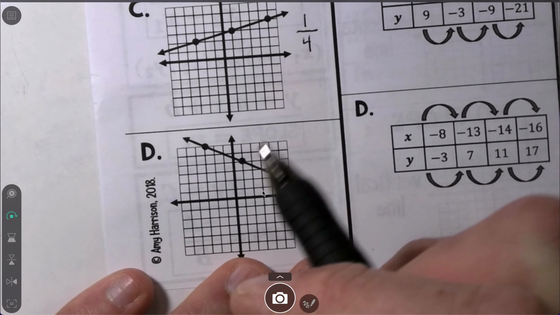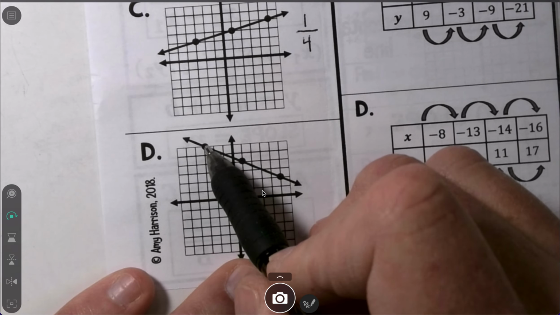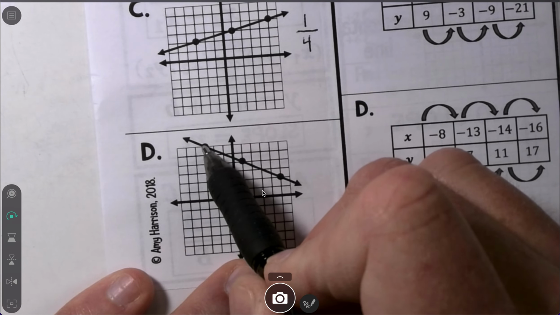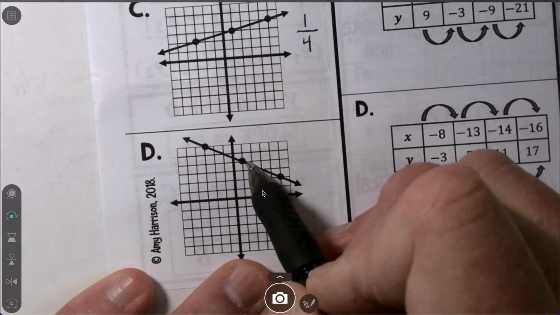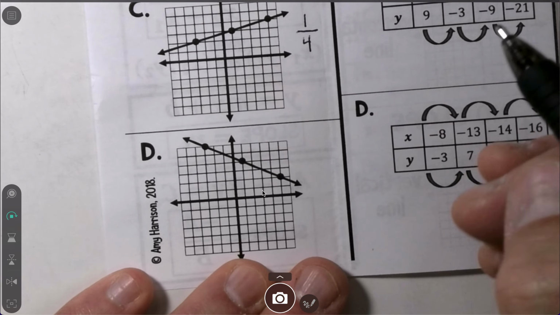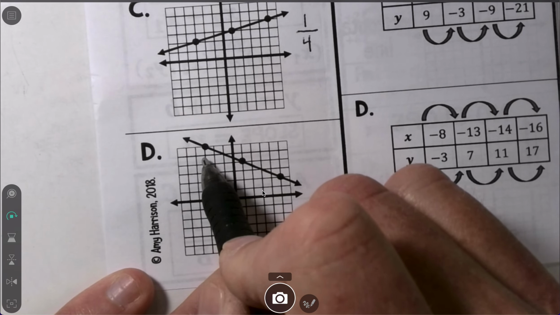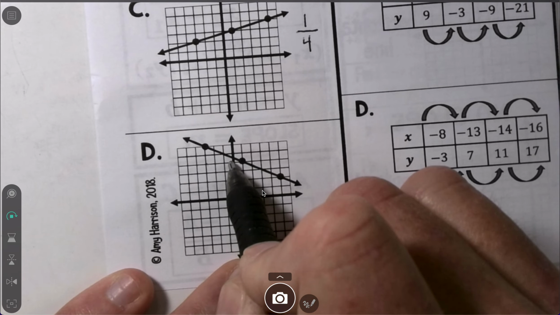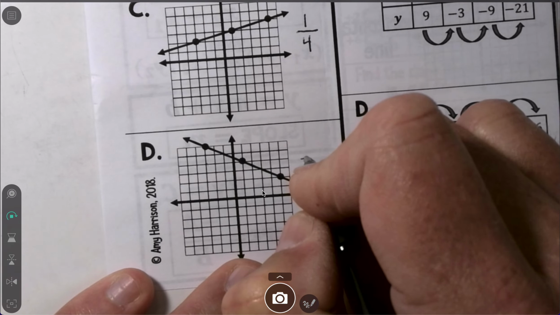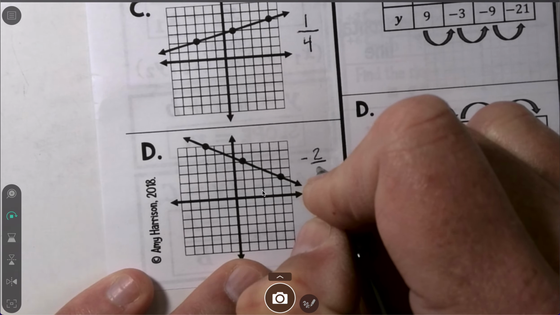All right, then graph D. We're going to start here, and since we've got to go down as we move to the left, what does that mean? It's negative slope. So we're going to go down 1, 2, right 1, 2, 3, 4. So down 2, right 4.